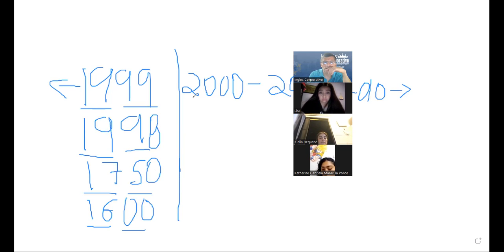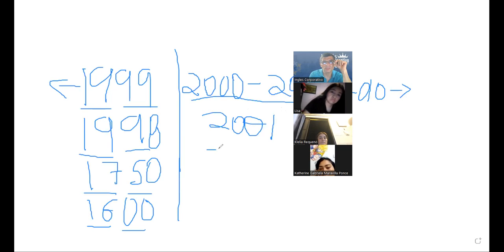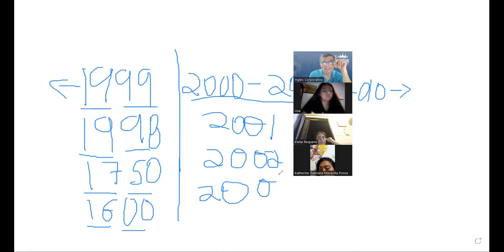Segunda. When you have this period, cuando tienen este intervalo, este periodo, 2000, 2009, los leen completo. 2000, 2000 and one, 2000 and two, 2000 and three, etcétera, etcétera. ¿Ya? Yeah? Second rule.